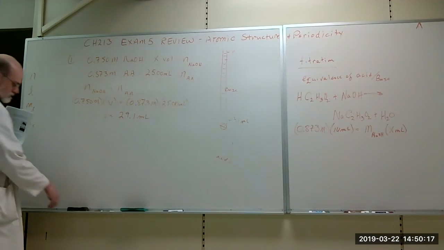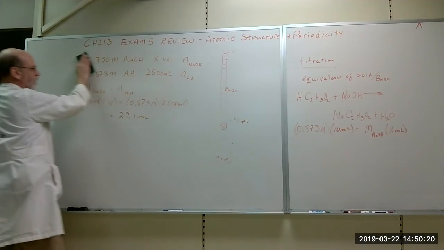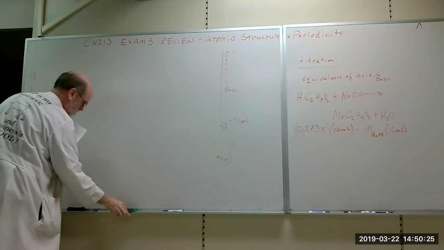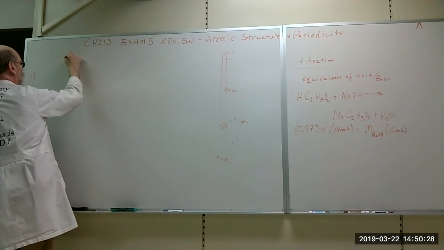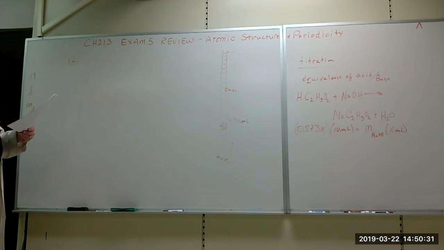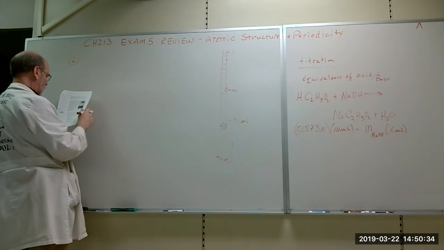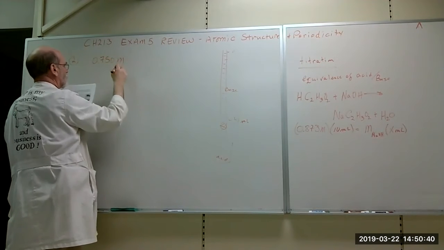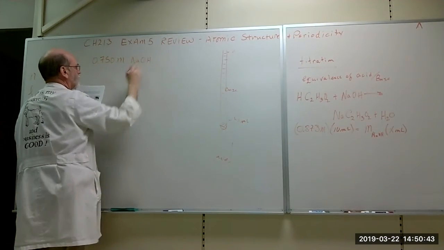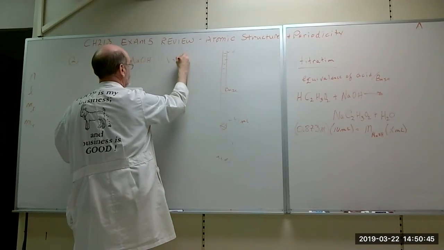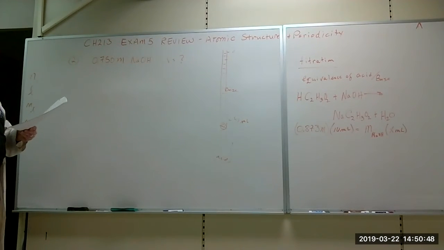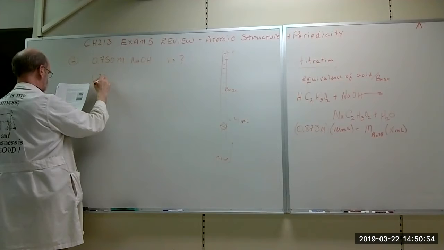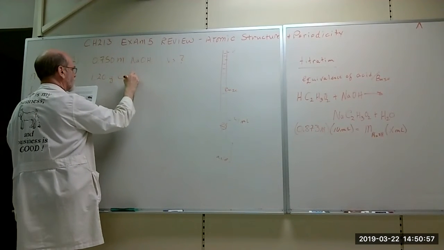Okay, so let's do another one. Slight modification here. Calculate the volume of 0.75 molar sodium hydroxide solution. And then volume, we don't know, is required to react with 1.20 grams of citric acid.